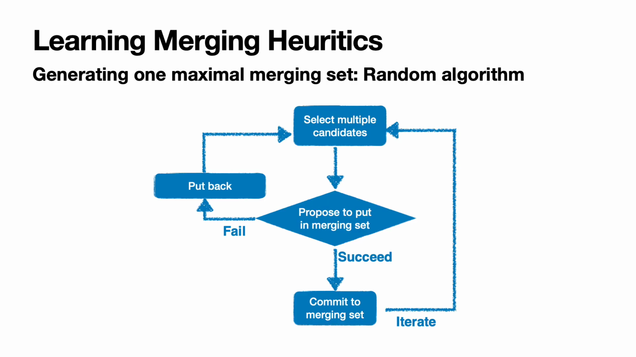To find a maximal merging set in each iteration, we start from one arbitrary concrete value and enlarge it to maximal. We use a random algorithm adopted from active quotient. Repeatedly, we select multiple candidates from the sensitivity domain, try to add them into the current merging set, and run the analysis on training programs. If there is no precision loss, they are committed to the merging set. Otherwise, they are put back. When the remaining candidates are few, the algorithm degrades to enumeration.